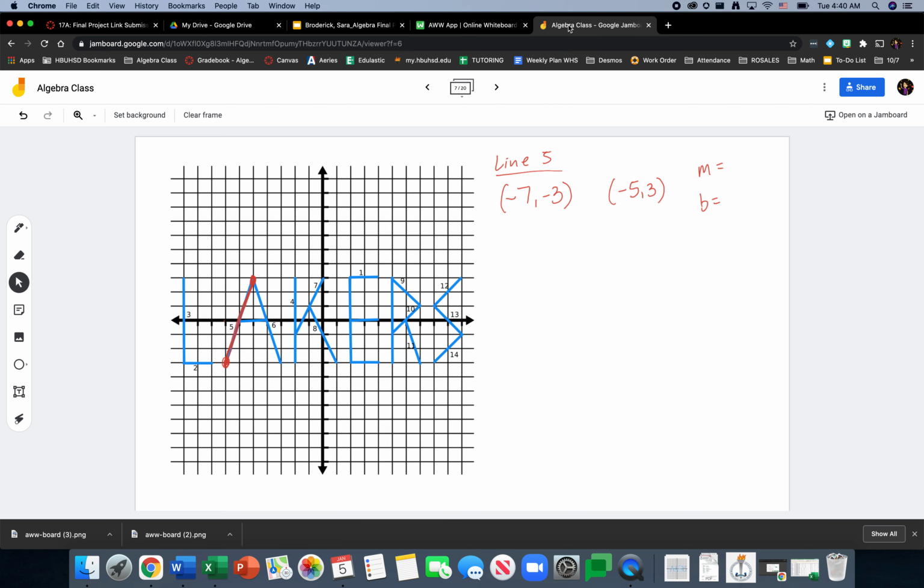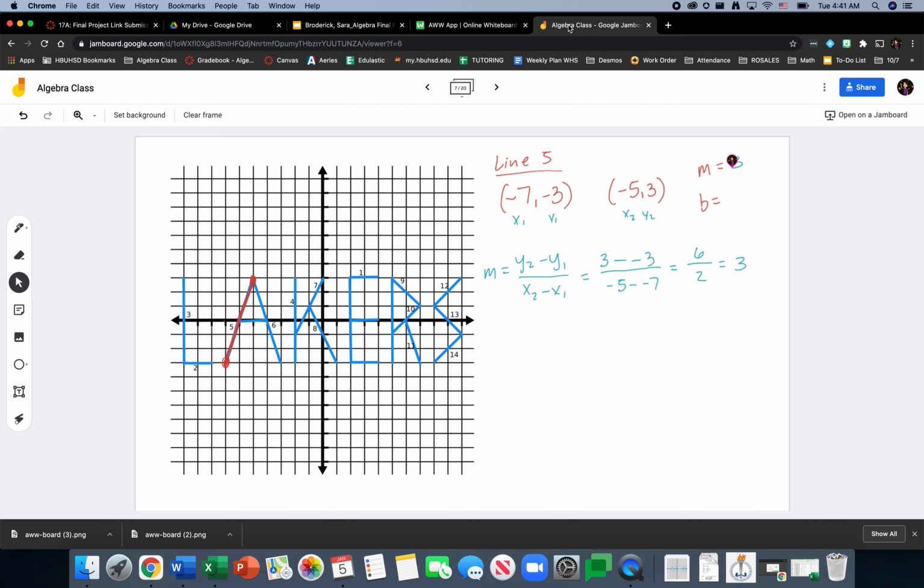Now, there's a couple ways you could do this. For my m, I can use the slope formula, right? I can do x1, y1, x2, y2. You can always use the slope formula. And again, you might even want to write this down in your notebook, so you don't have to come back to the video all the time. It's up to you. So this is y2 minus y1 over x2 minus x1. This becomes, right, this is a double negative, that becomes 3 plus 3, that's 6. This is -5 plus 7, that's 2. And I get 3. So my slope is 3.